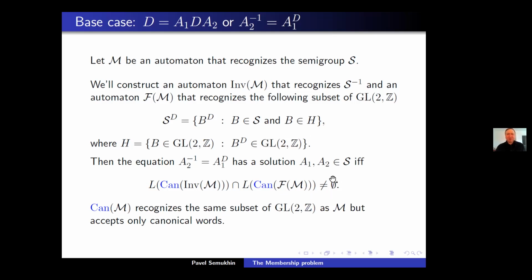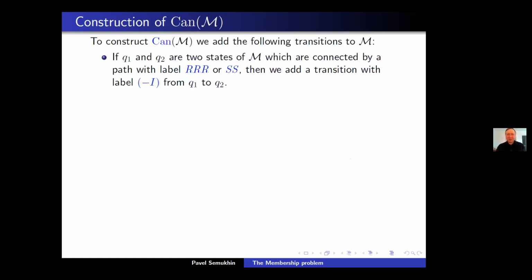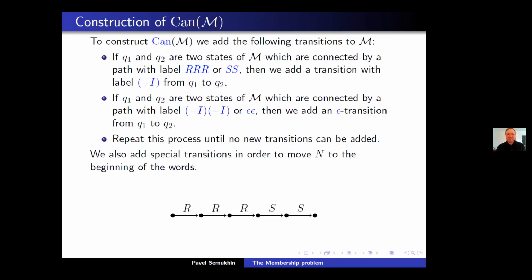And then there will be no problem with this non-uniqueness, because for every matrix M there exists only one canonical word which describes this matrix. And the construction of this automaton, well, it's not something that we did, it was already known before. I'm not going into details, but roughly speaking, it works like this.